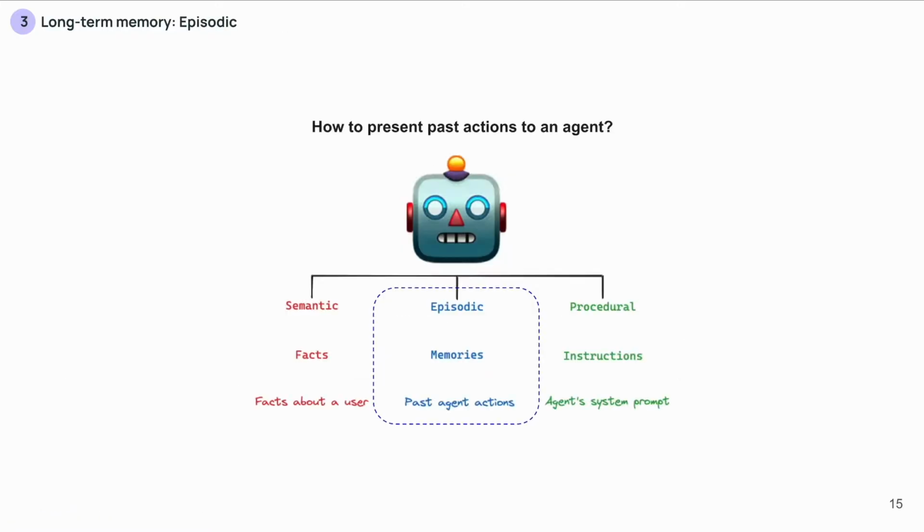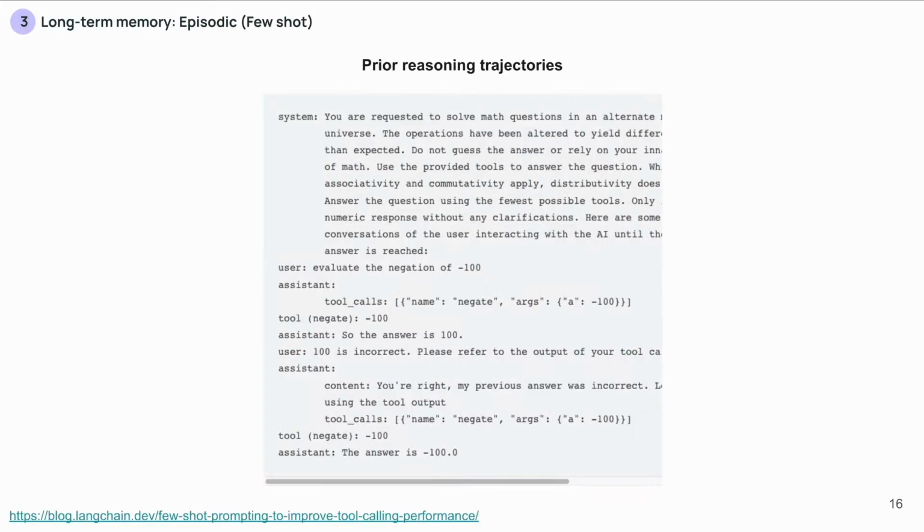Now let's talk a little bit about episodic memory. Again, this is kind of past agent actions. We've done some work on this, and there's a lot of literature on the topic of few-shot examples. But that is one very nice way to provide examples or episodic memory to agents. As an example, you can pass an agent prior reasoning trajectories that it undertook with specific tools to give it a sense for how to use that tool better in the future.